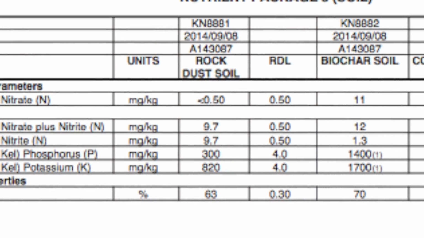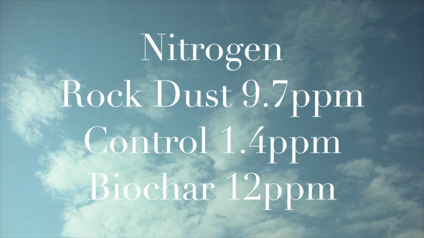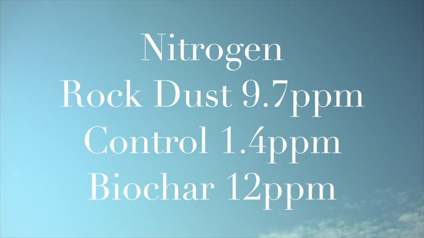Nutrient imbalances and deficiencies can have a disastrous impact on both the plant health and production. We have the bioavailable nitrogen, phosphorus, and potassium measured, and we have some very interesting results. First, nitrogen. Nitrogen comes in two different bioavailable forms, nitrate and nitrite. Nitrogen is an essential building block for both amino acids and DNA, which is the cell structure and memory bank. The combined nitrogen availability in the control was 1.4 parts per million, the rock dust 9.7 parts per million, and the biochar on top with 12 parts per million.